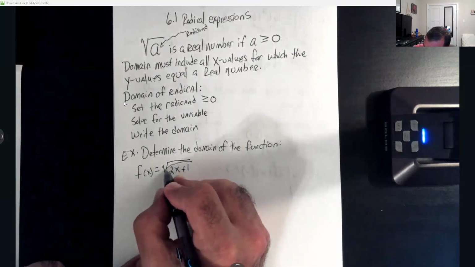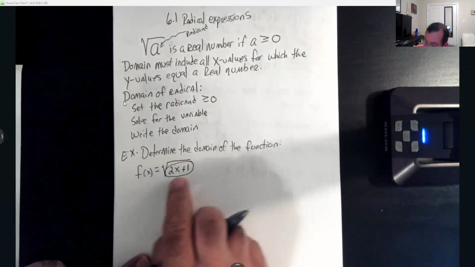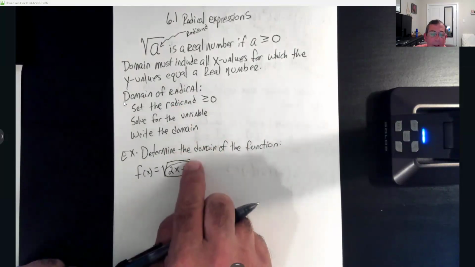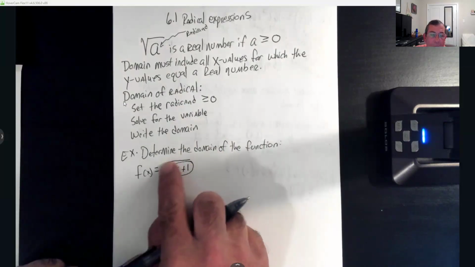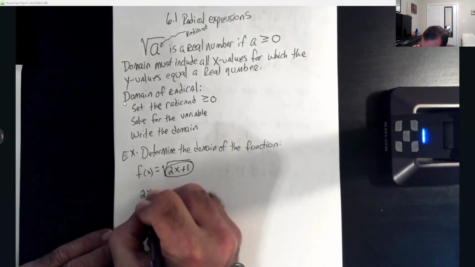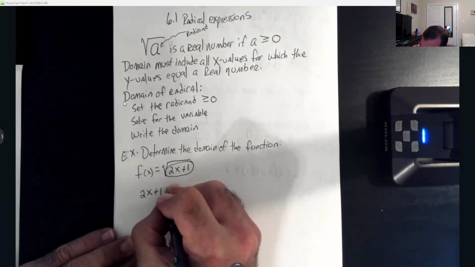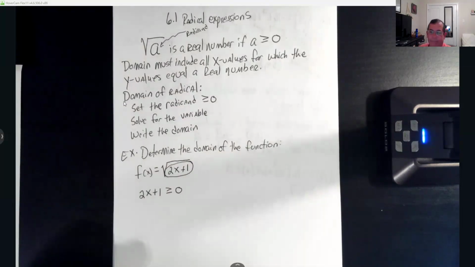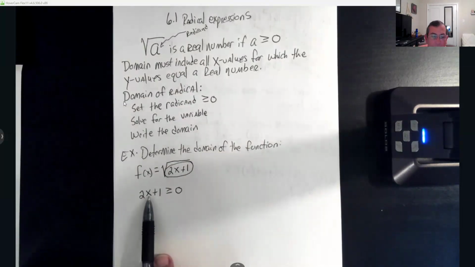So all of this under the radical, that is what we call the radicand. And it's all under that radical. So since it's all under the radical, my first step is to set that greater than or equal to 0. Now, solve for the variable. So now we're going to solve for x.